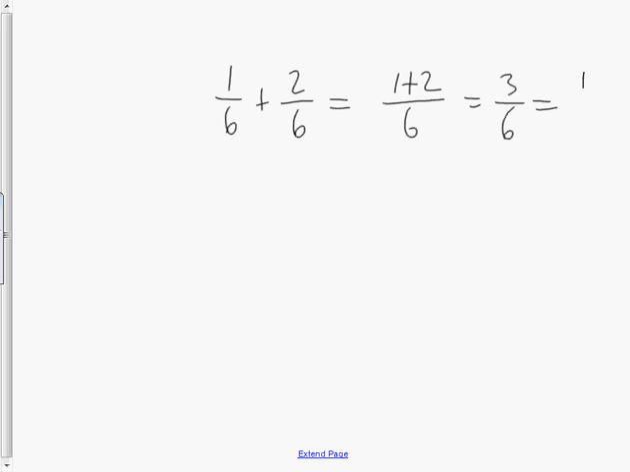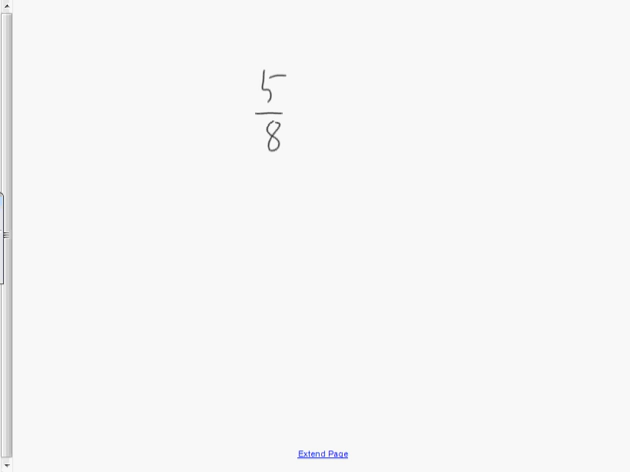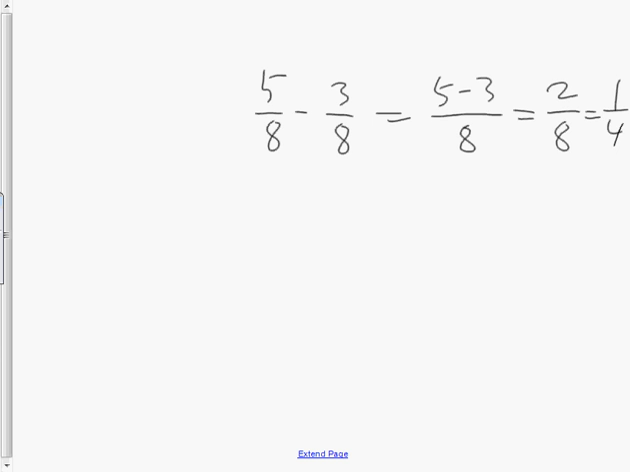Question number 23 is a fraction question. It says, what is 1/6 plus 2/6? To show your work, since you have a common denominator, you simply have to add your numerators, which would leave you with 3/6, which in lowest terms is 1/2. In question 24, you have 5/8 take away 3/8. You have a common denominator, so your rule is just subtract your numerators and keep your denominator. You get 2/8, which in lowest terms is 1/4.